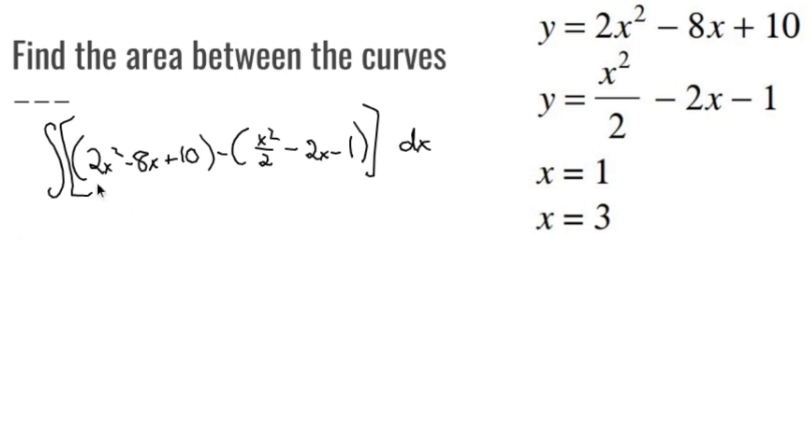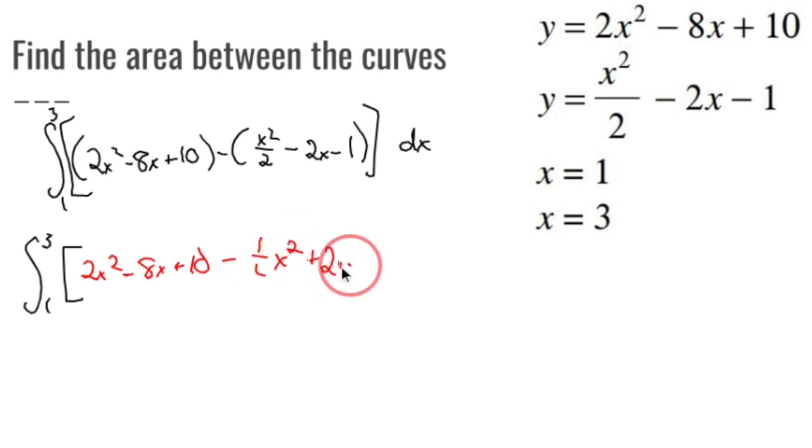Now, oh, by the way, I can't forget that I have limits, and my limits are 3 and 1. Ooh, 3 and 1. The Trinity. So I have, let me see, this is going to be a mess. Let's write this all out, although I really don't need those parentheses anymore because I'm going to try to simplify. So I've got 2x squared minus 8x plus 10, distribute this negative, and let me write it out as a better looking fraction. So that would be 1/2 x squared plus 2x plus 1, close the bracket, dx.